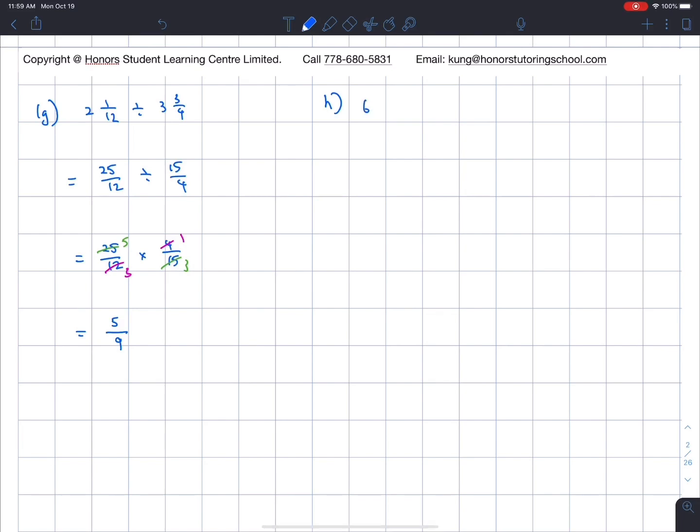H. 6 and 3 over 4 divided by 4 and 7 over 8. 4 times 6 is 24, plus 3 is 27. 8 times 4 is 32. 32 plus 7 is 39.